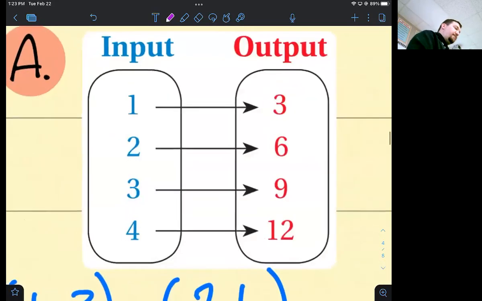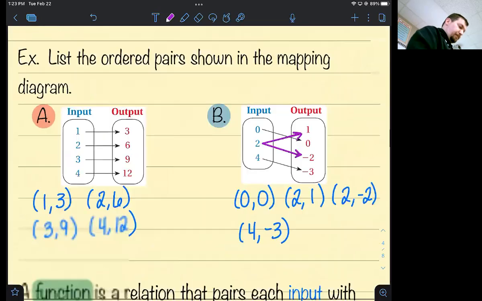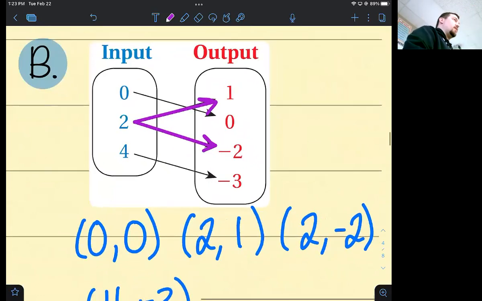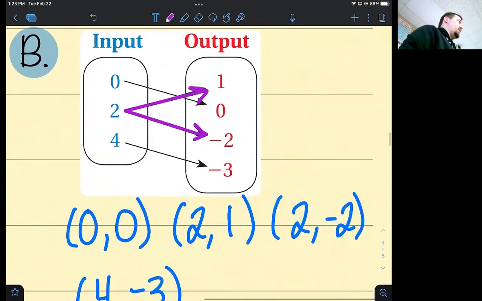Does every one of these inputs have 1 output? Yes, this is a function then. Does every one of these inputs have exactly 1 output? No, so this is not a function. That's how you can tell it's not a function. We have the input 2 going to 2 separate outputs. Doesn't mean that this doesn't exist. It does exist. I can plot these 4 points for sure, but they're not going to form a function.